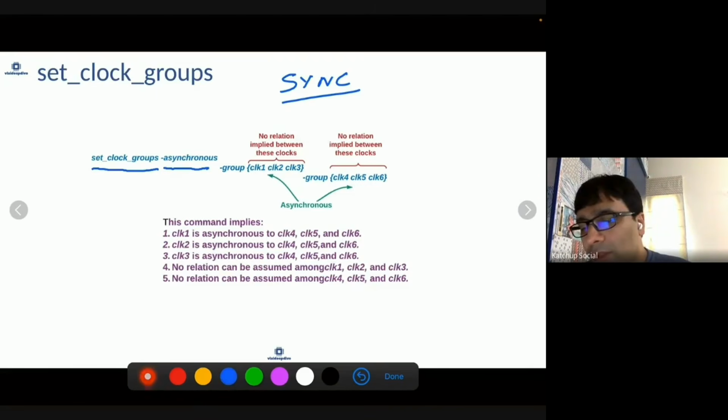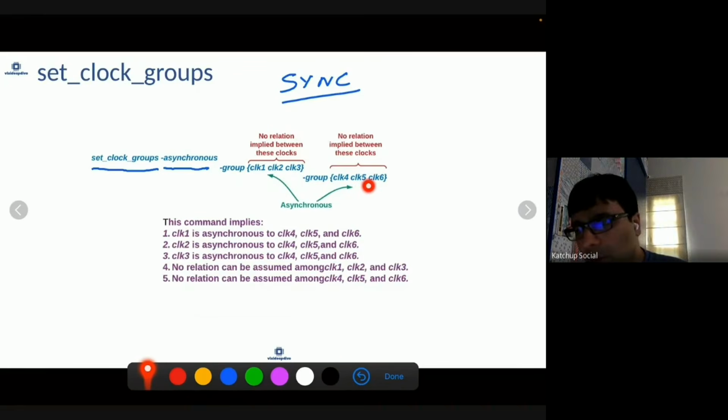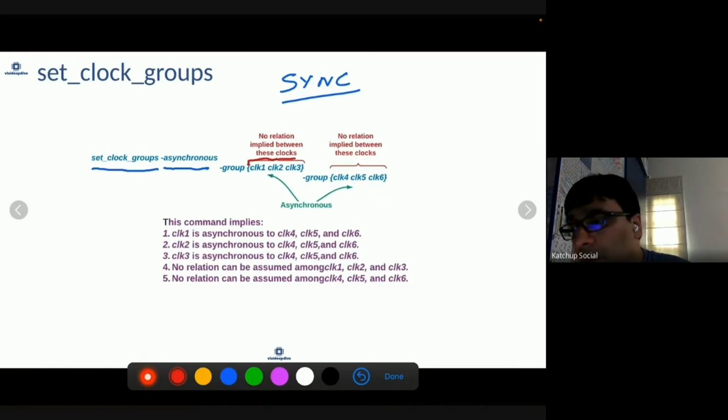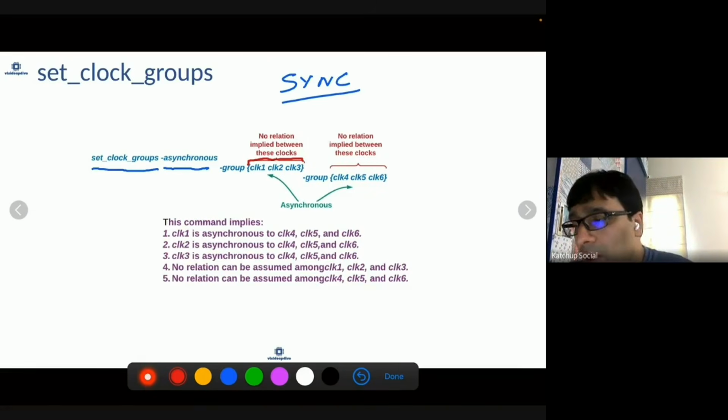Now, you use something called the group option. You can have one or more groups. Here, I have an example where two group options are used. It can be 3, 4, any number, or one also, but at least one should be there. When you specify groups, here I'm specifying one group here, another group here. What this means is there is no relationship implied between the clocks present in the same group. So there is no relationship implied between clock 1, clock 2, and clock 3. This command within a group does not imply any relationship.